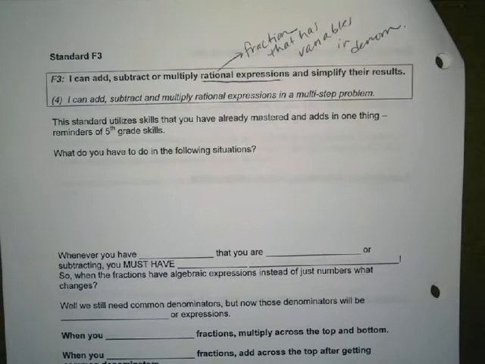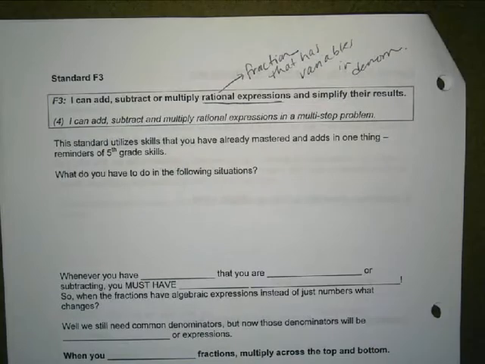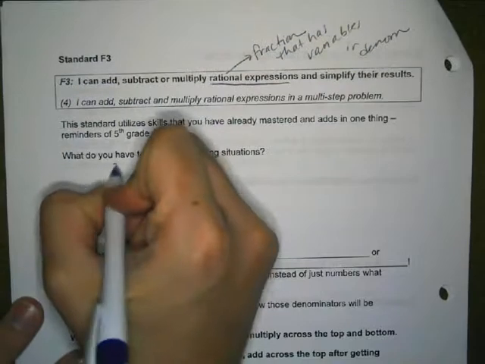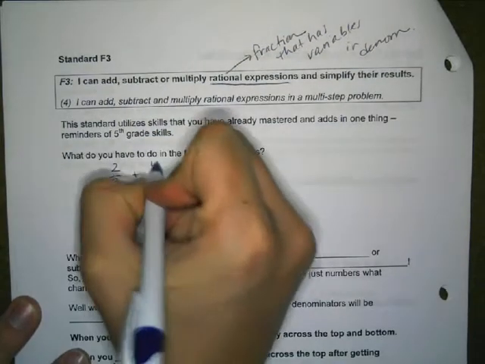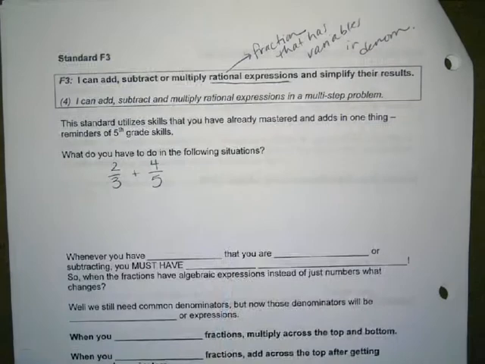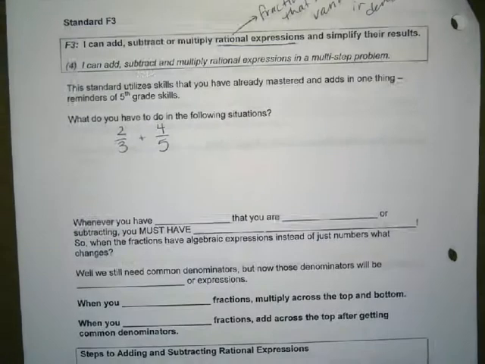So this standard utilizes skills that you've already mastered and been working with. It adds in one thing to the mix, which is these variables in the denominator. But you've already been working with fractions since, I think, as early as 5th grade, maybe even before that. So we're going to look at two situations here. If I had 2/3 plus 4/5, and I told you to add those together, can someone tell me what I would have to do? Michaela.